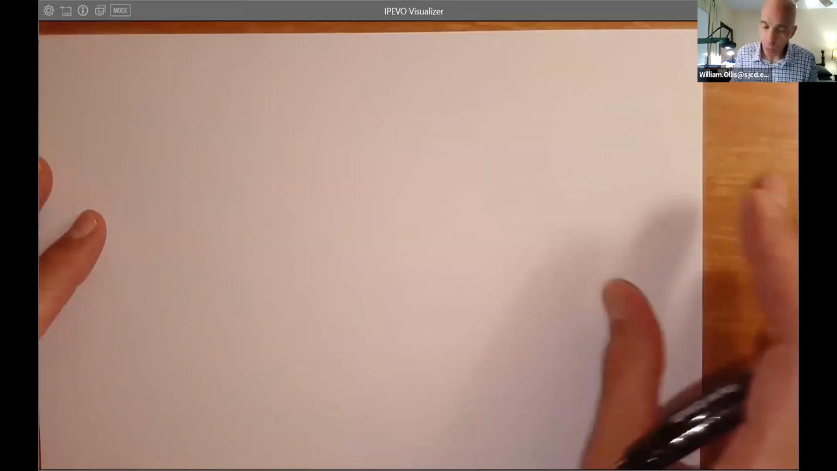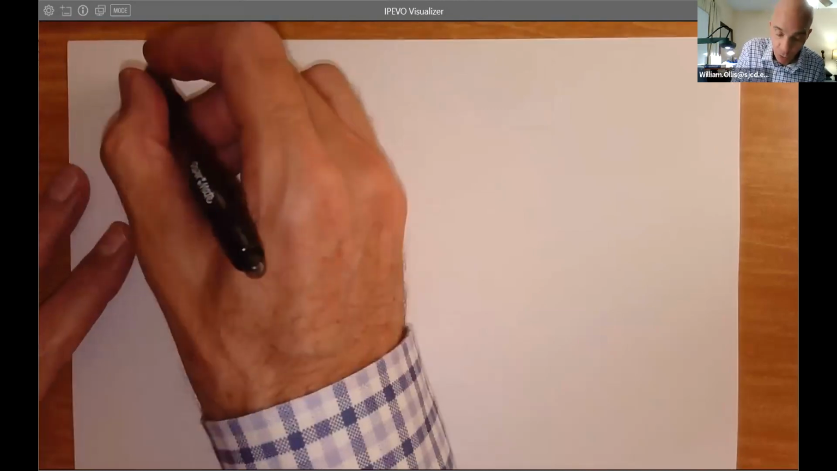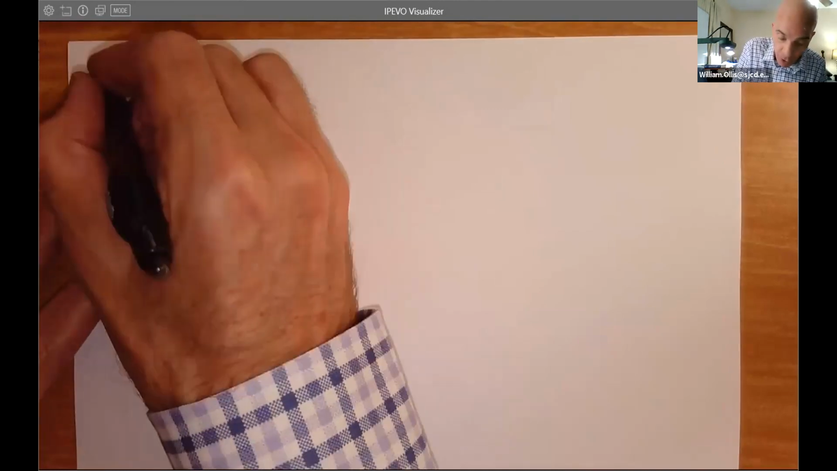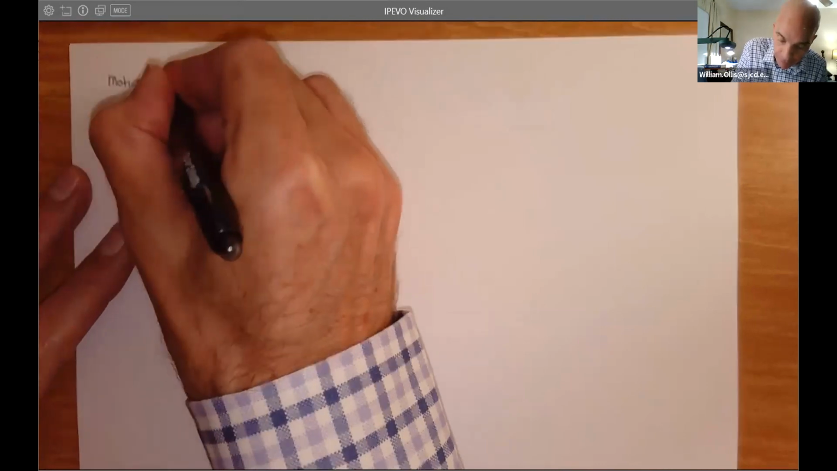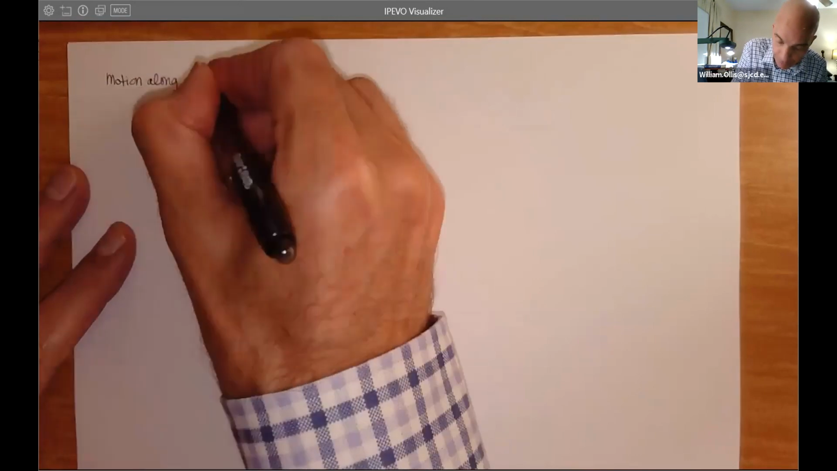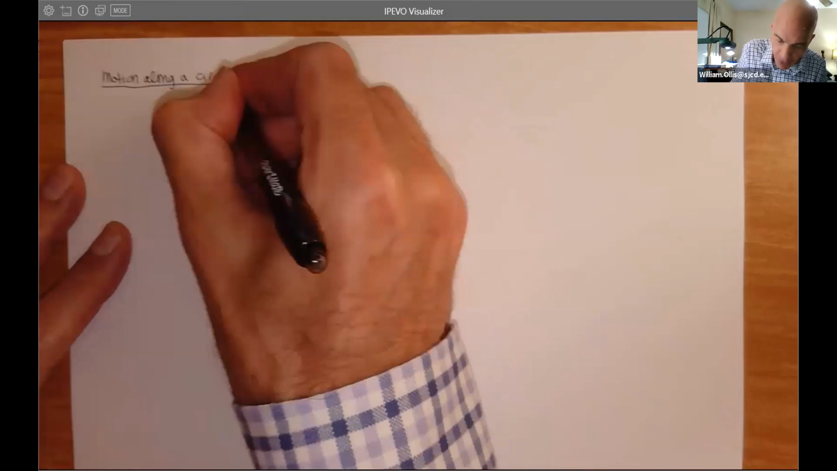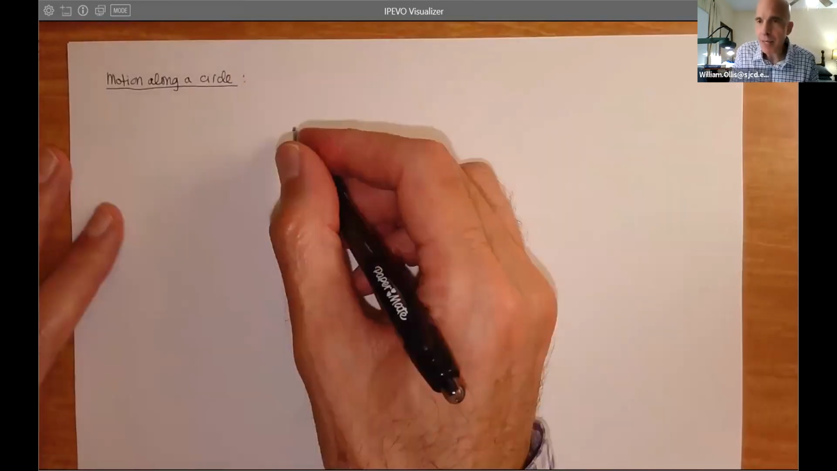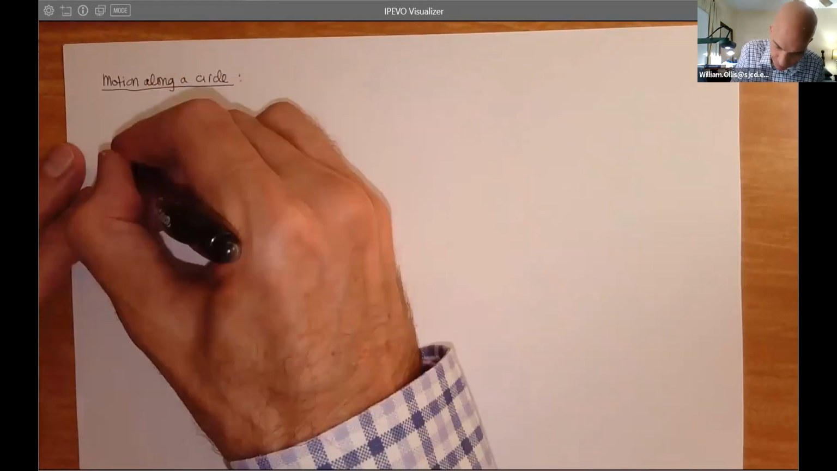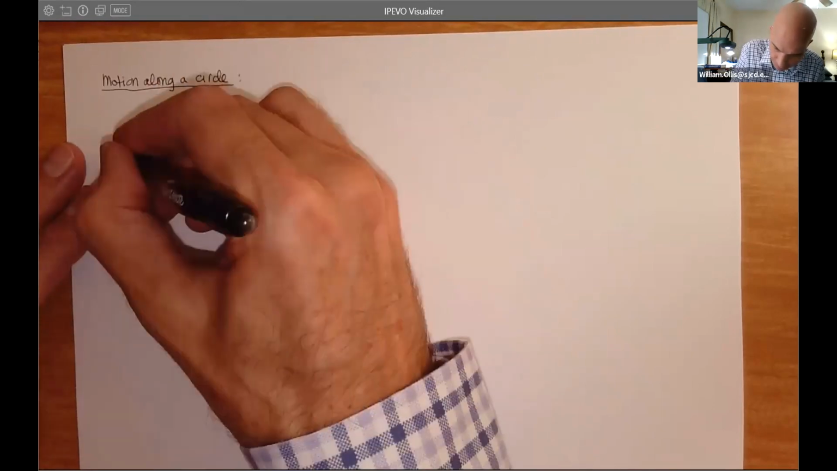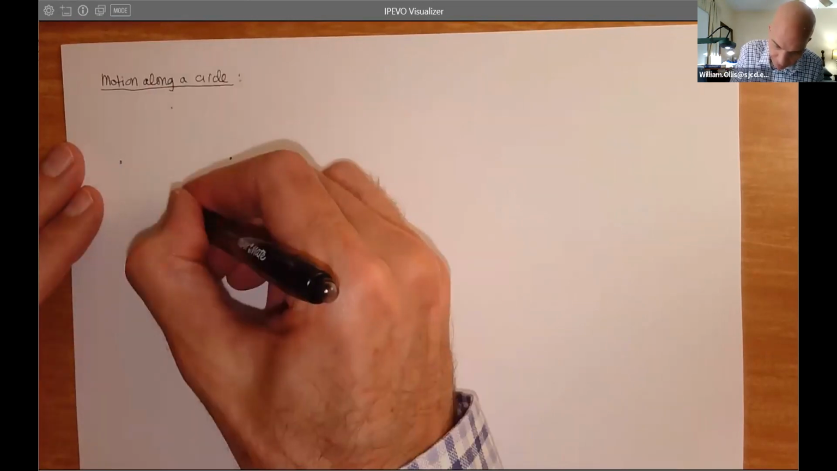Now, the last thing we want to do is talk about motion along a unit circle, or motion along a circle. So we can think again of the theta. Let's just do a little circle here. We have an angle theta.